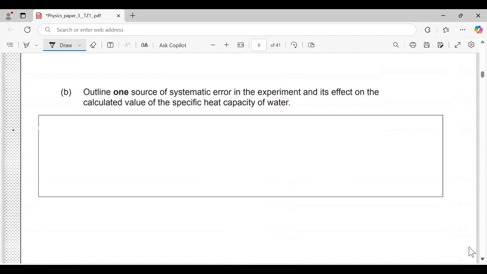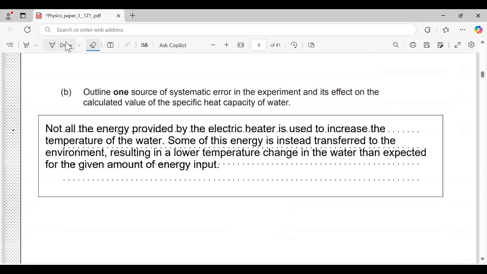Outline one source of systematic error in the experiment and its effect on the calculated value of the specific heat capacity of water. I have provided my explanation: not all the energy provided by the electric heater is used to increase the temperature of the water. Some of this energy is instead transferred to the environment, the air around the heater, resulting in a lower temperature change in the water than expected for the given energy input.